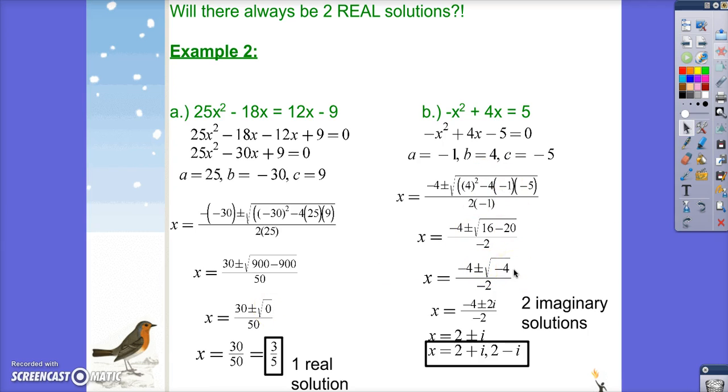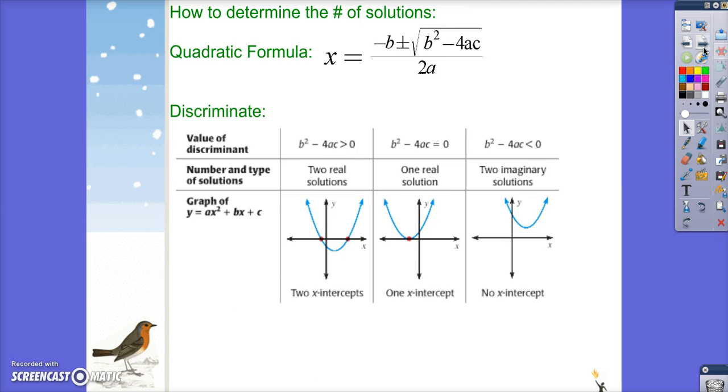Negative 4. So do you see how what determines how many solutions is this little part inside the square root? So it's actually a simplified version of this. It's the b squared minus 4ac, which is found inside the root. So to find out what the discriminant is, how many solutions, you simply need to do the part under the square root.